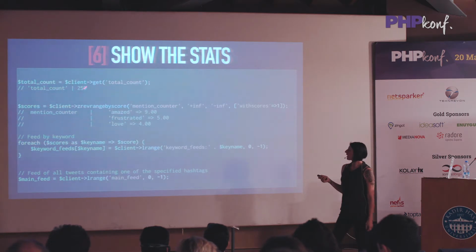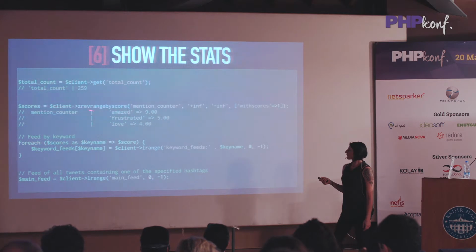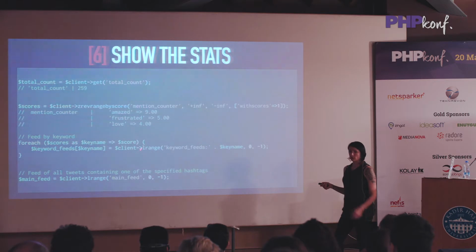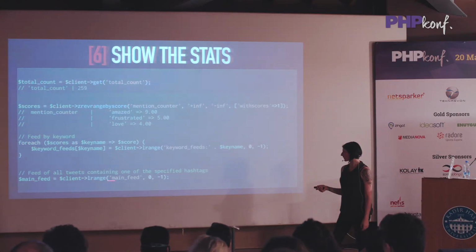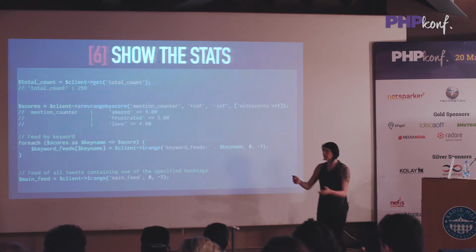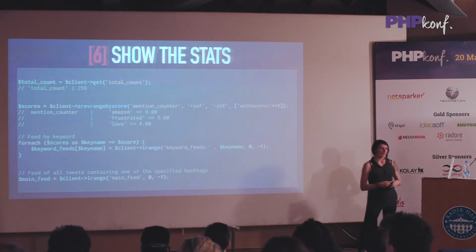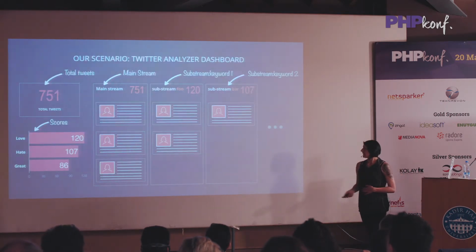So to get the total count, we just get the total count. Reverse range by score of the mentioned counter. This is how we get the leaderboard. Feed by keyword, left range, just a range from a list. These are the subfeeds. And this is the main feed. Also, they were lists, so we are using the left range command. And this is all very nice.